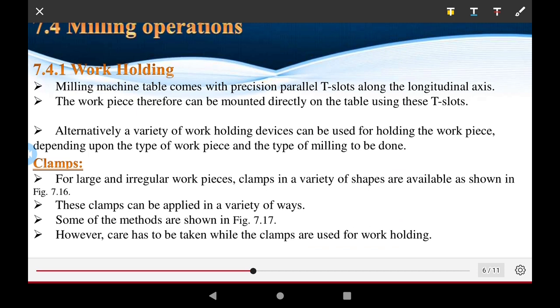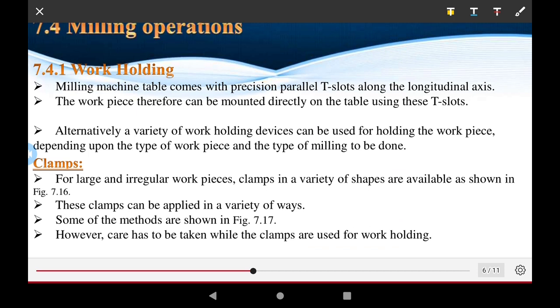Clamp: what is a clamp? A clamp is also a holding device, one of the work holding devices for large and regular workpieces. The clamp is used for large and regular workpieces in performing the operation.